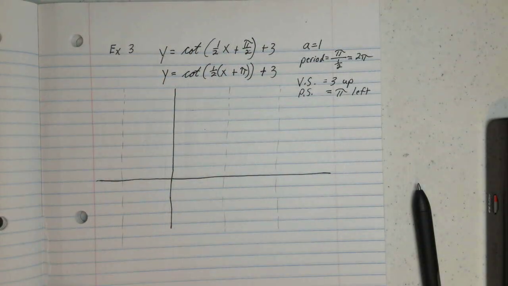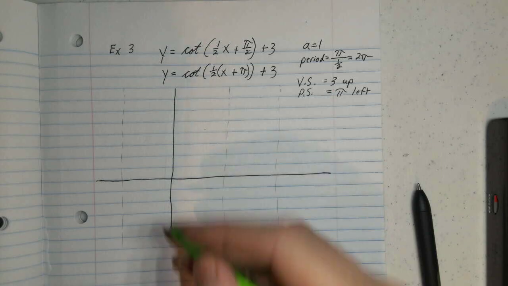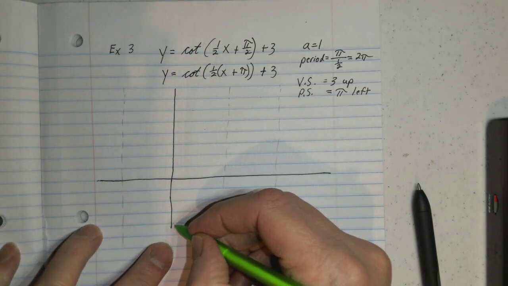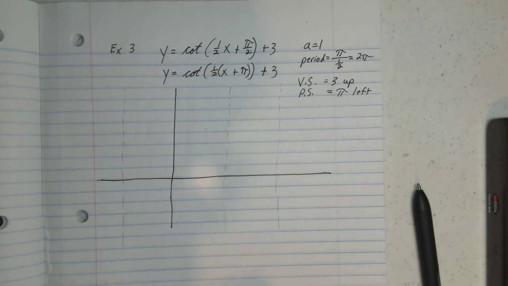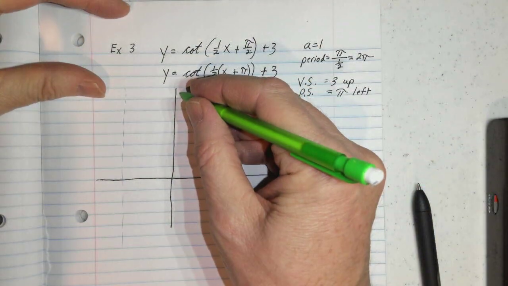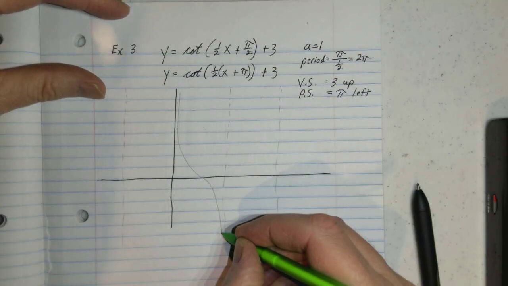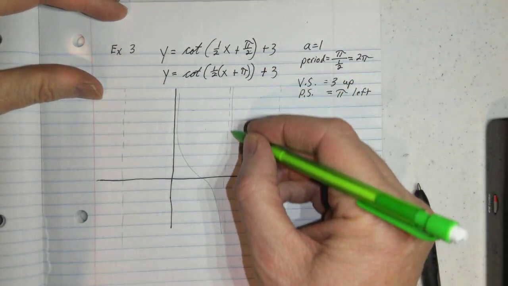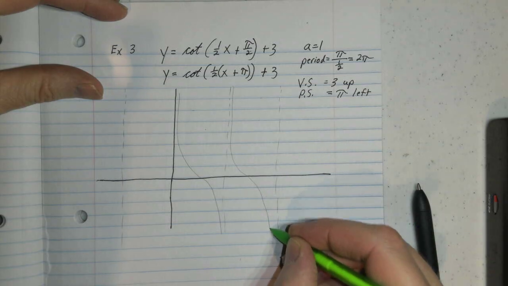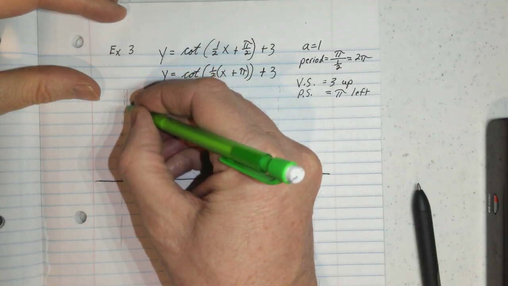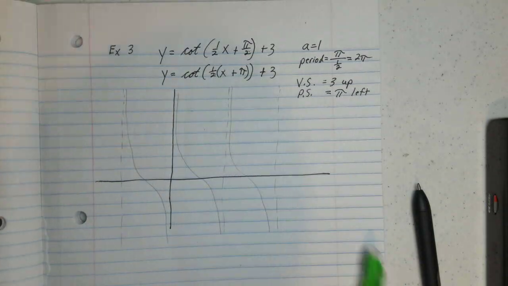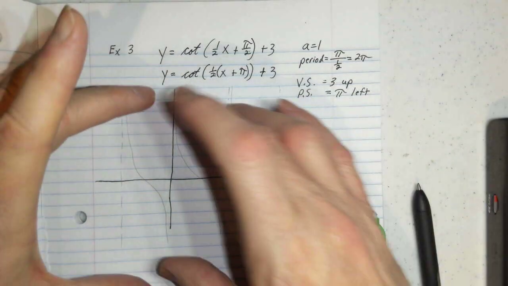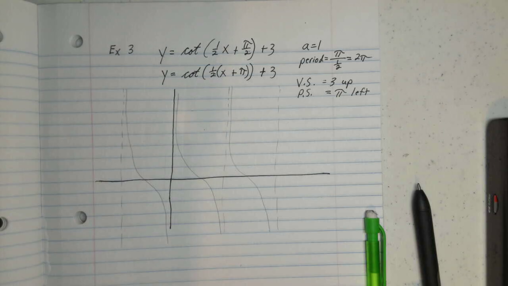Alright, and I'm going to draw, cotangent doesn't start low, cotangent starts high. So draw and then come to here and come down. Here. We'll do this here. Okay. So that is the parent function of this.